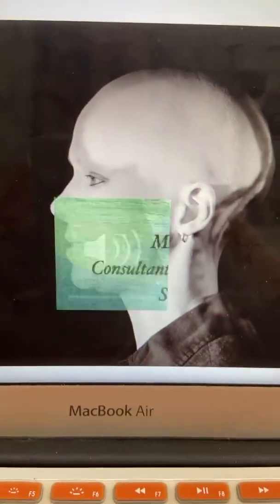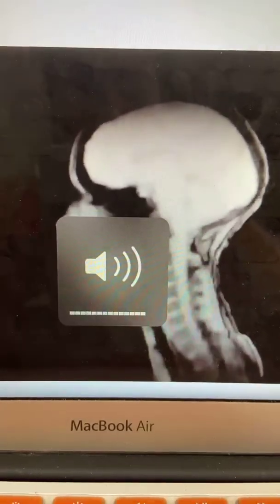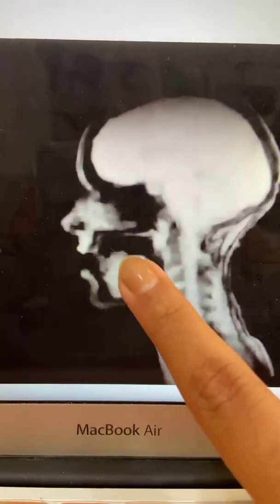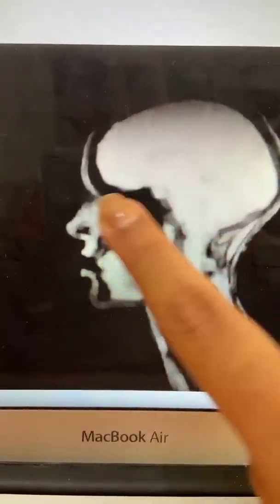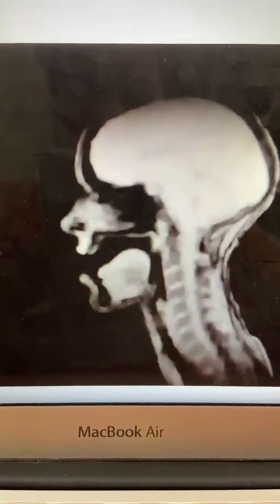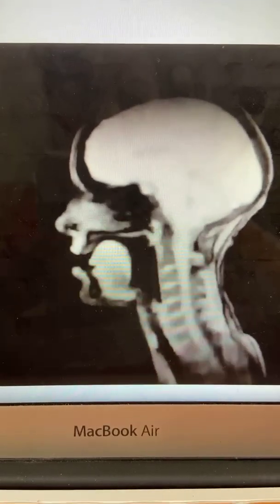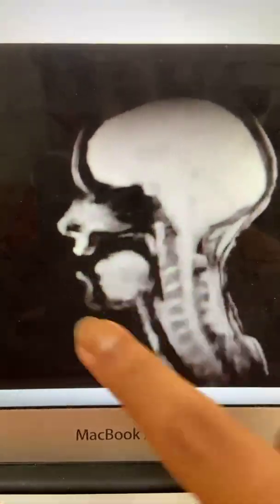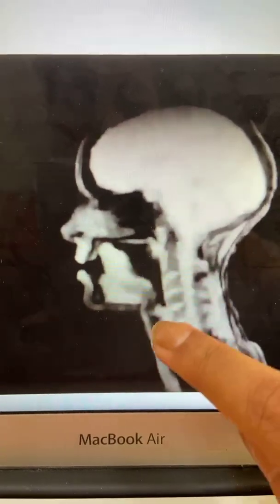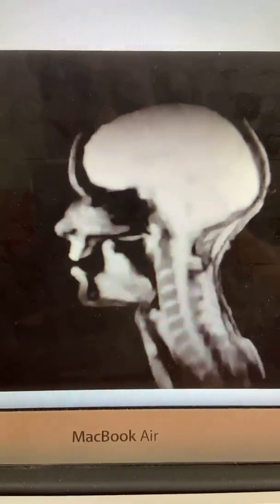So this is a video of someone singing. And these are the movements of the tongue and other oral muscles that happen inside the mouth. You can see how the tongue keeps moving. Also, there are other accessory muscles that keep moving when we try and speak.